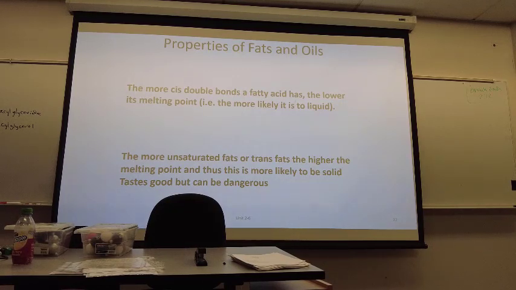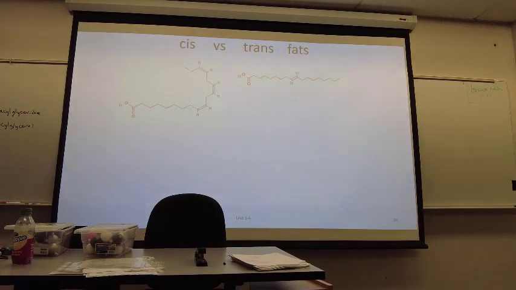More cis, the lower the melting point, because it's like branching. Right? More saturated or trans, the higher the melting point, more likely to be solid. But sadly, that tastes better. Just facts. So I'm going to just show you the last kind of concept, and then we'll be done.